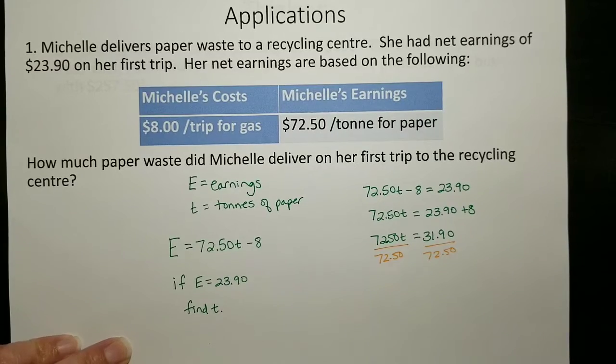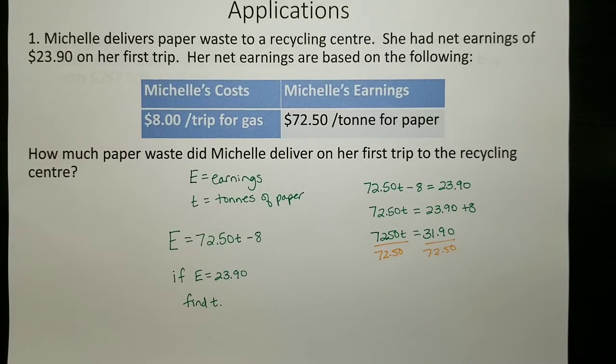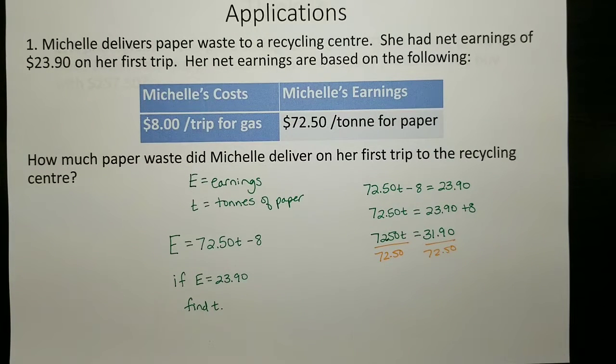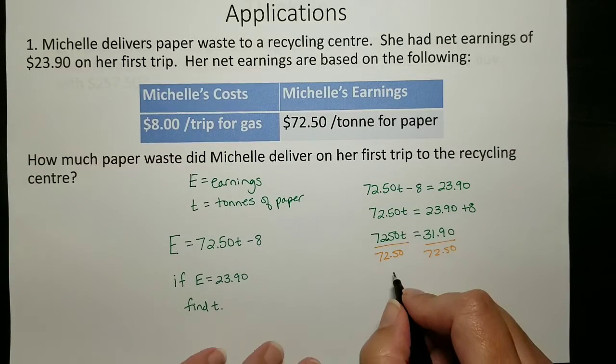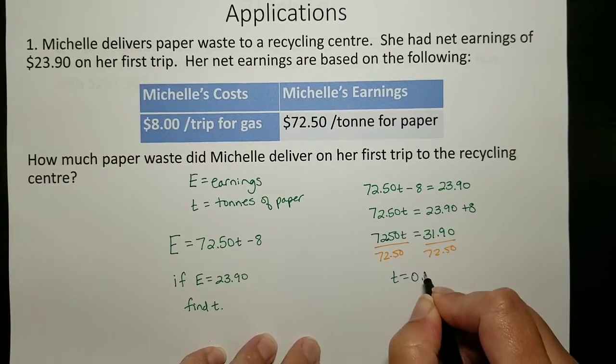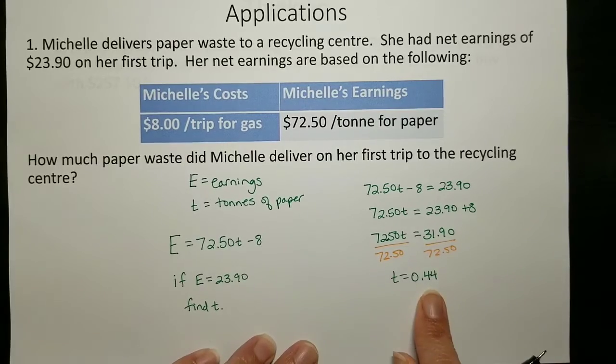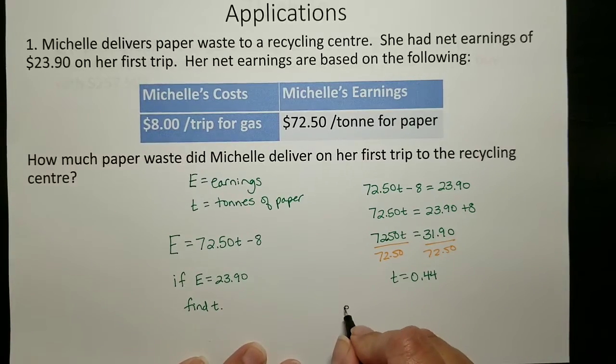Now remember, we're working with word problems. So this is a time when you can put that into your calculator. I'm going to do 3190 divided by 72.50, and I get t equals 0.44. So she brought about 0.44 tons of paper to the recycling to earn that much money.